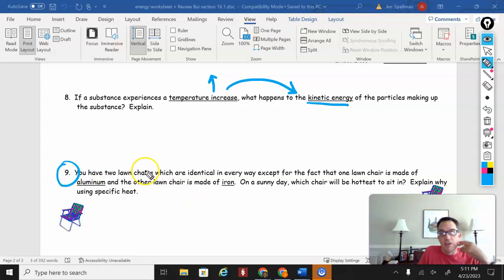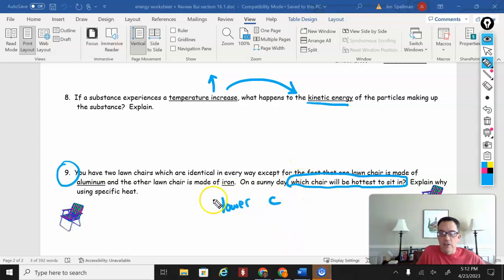And number 9, if you have two lawn chairs that are identical in every way, except that one's made of aluminum, one's made of iron, I would like to rephrase this question a little bit because it doesn't say which chair will be the hottest to sit in. If you sit in it, one will feel hotter than the other because it will end up cooling off faster. So there's a couple of different ways I would like to paraphrase this. But one of the ways that we can answer this, which one will transfer its energy to you the easiest, would be the one that has the lower specific heat.